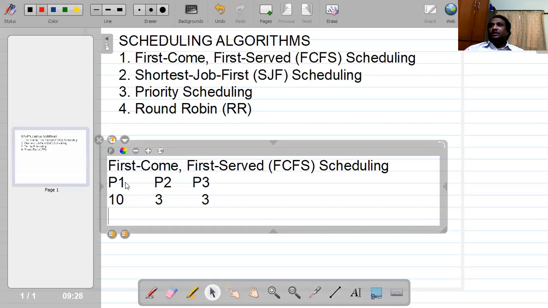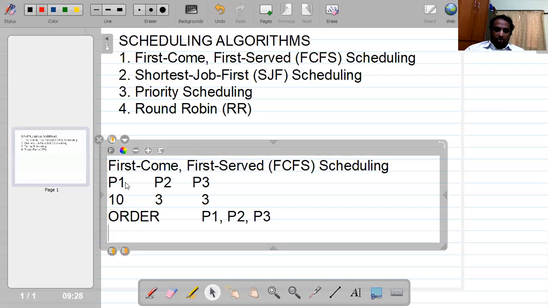So what was the first order we have taken? P1, P2, P3. P1 followed by P2 followed by P3. That was the first order. Then the second order? P2, P3, P1. Right? Okay.